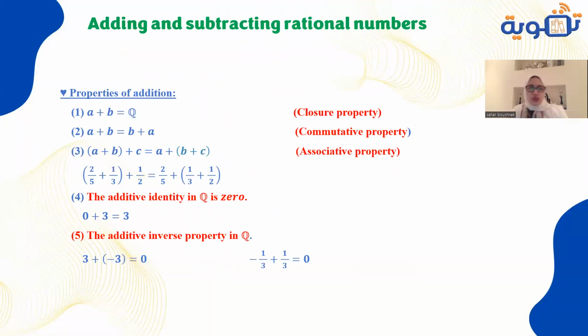Adding and subtracting rational numbers. In the beginning, before we go to some examples, I must remind you that the properties of addition are closure, commutative property, and associative property, and the additive identity element in Q is 0, and the additive inverse means the opposite sign. So positive becomes negative, or negative becomes positive.